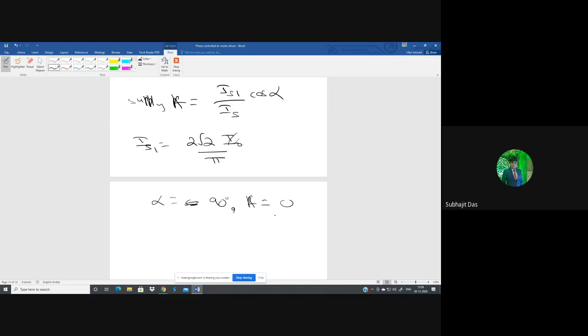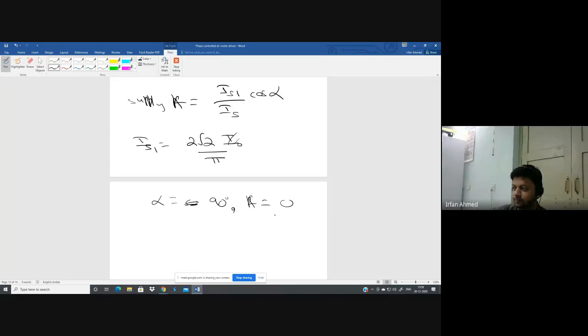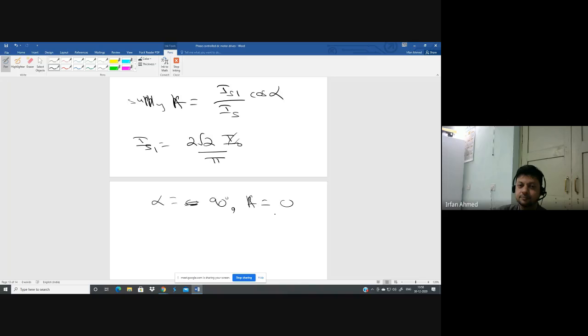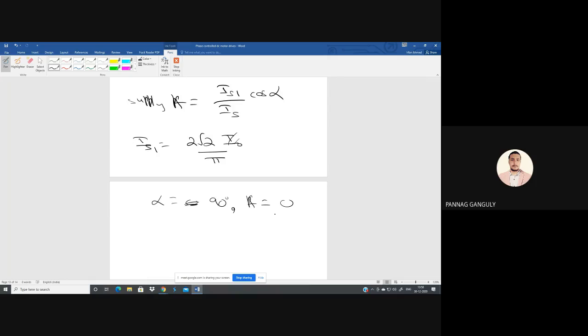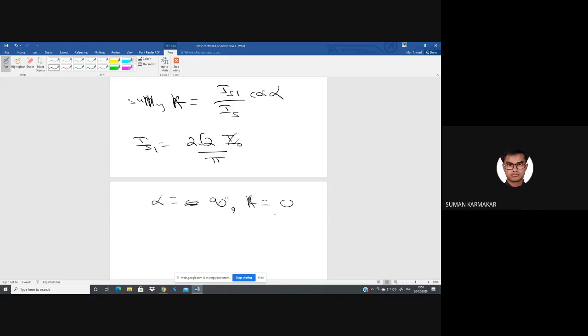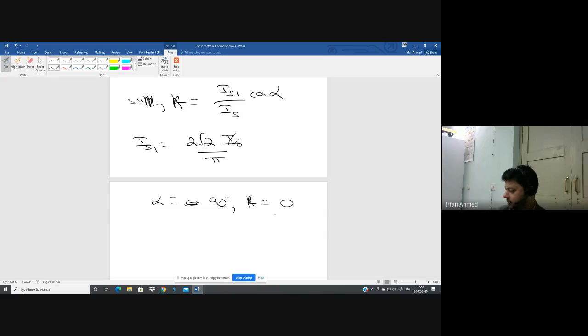Sir, by increasing the number of pulses, we can reduce the harmonics. You can, by that. That lower order harmonic we can use. Anyone else? How can you improve the power factor? Using a low pass filter. Cascaded connection.